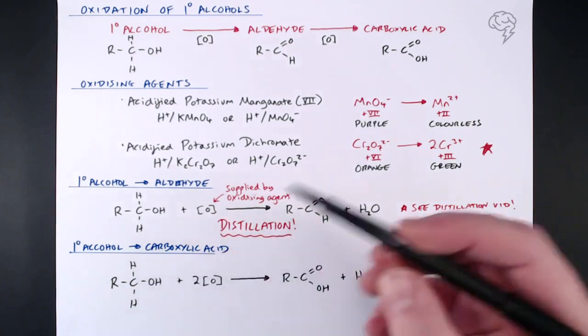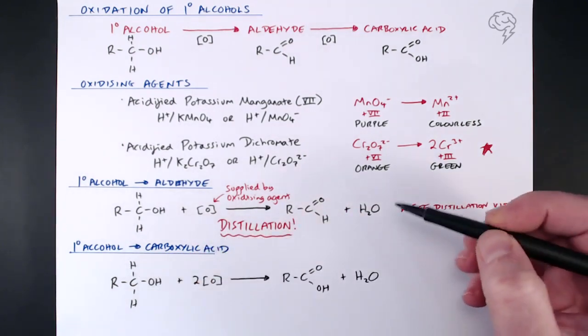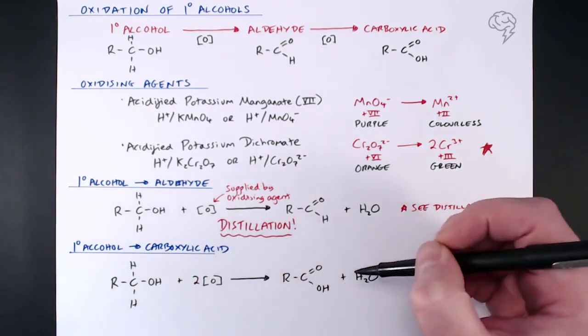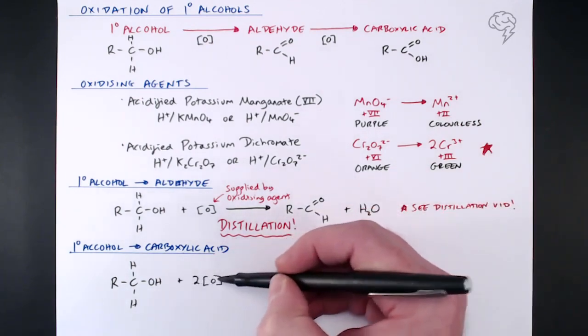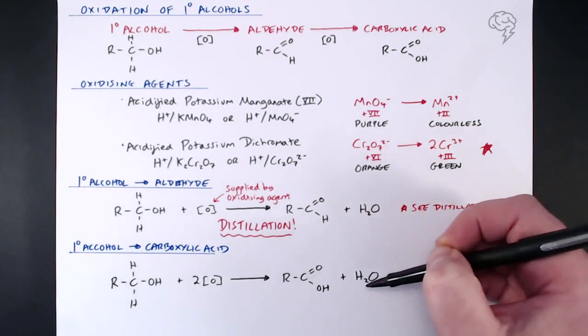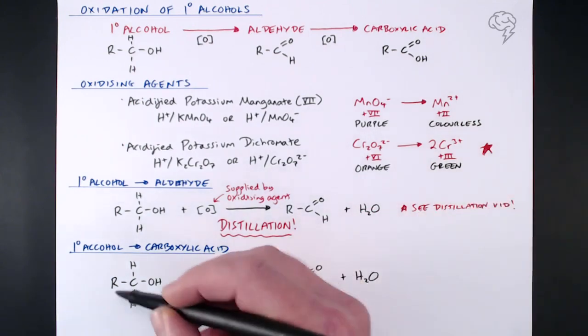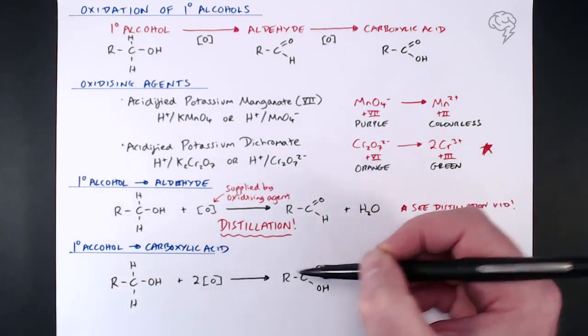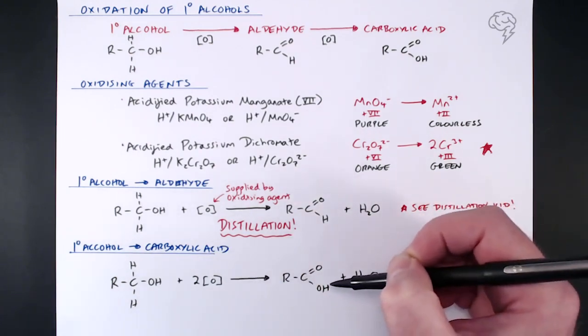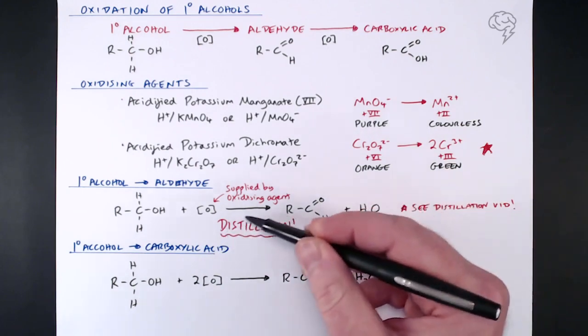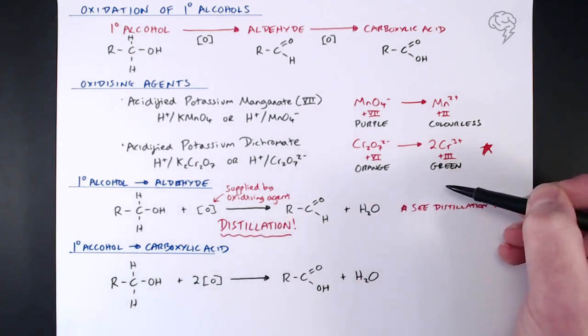So here, we are still losing 2 hydrogens, but this time we're adding an oxygen in as well, so 2 oxygens here forming our carboxylic acid and water. So we don't have to stop this process. This carboxylic acid cannot be oxidized any further. So we don't necessarily need to use distillation to remove that product as it's made.